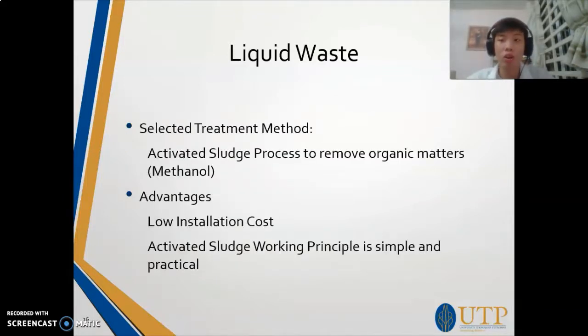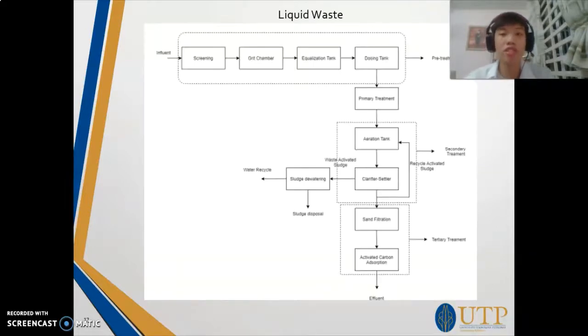So based on our liquid stream identification, the selected treatment method for liquid waste would be the activated sludge process in order to remove the organic matter, in this case the methanol. This is due to its low installation cost, and the operating principle is simple and practical. So this is the flow sheet of our liquid wastewater treatment plant. It starts off with the pre-treatment, the primary treatment, secondary treatment, and lastly the tertiary treatment.